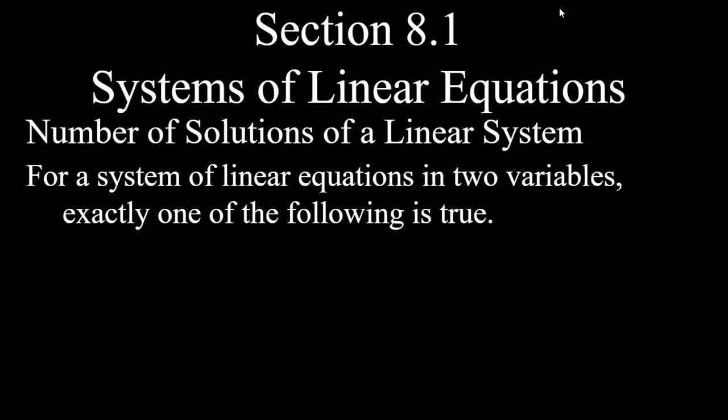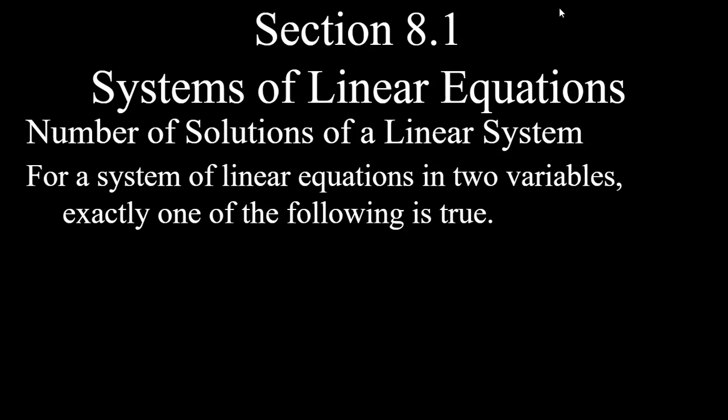Systems of linear equations. Systems just means multiple equations put together that have the same variables, so they have the same solutions. So we're talking about, in this case, linear systems, and that is two equations that are both linear. So if you graph them, you get lines. What we want to do first is talk about a system of linear equations with two variables: exactly one of the following things could happen.